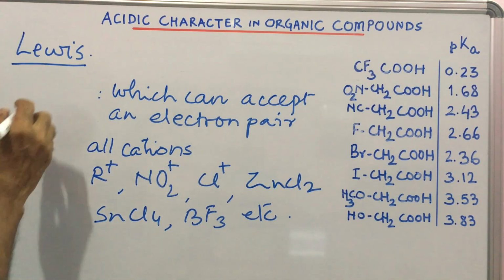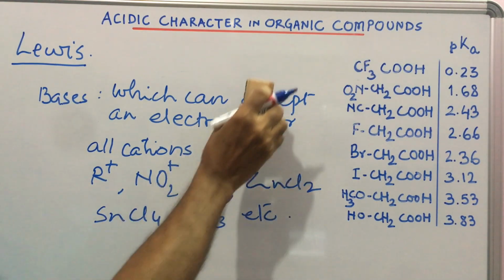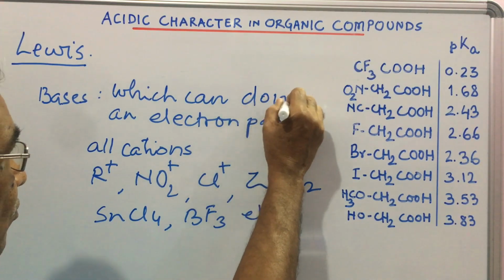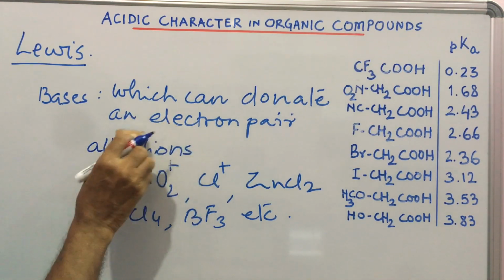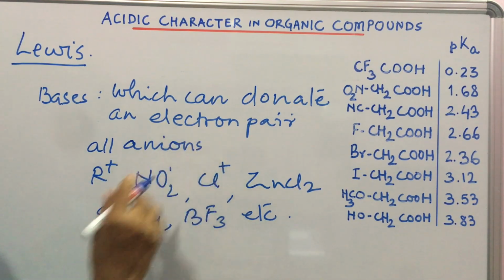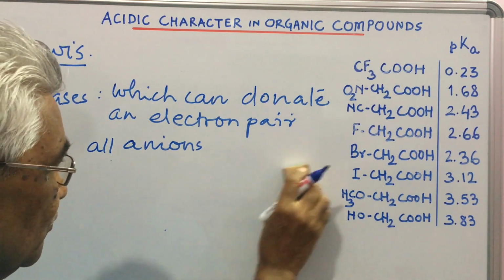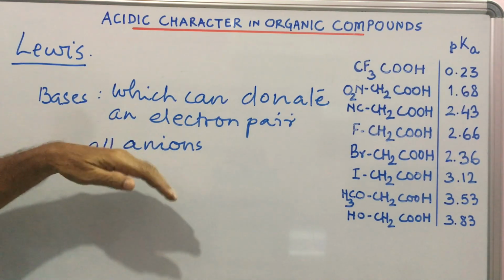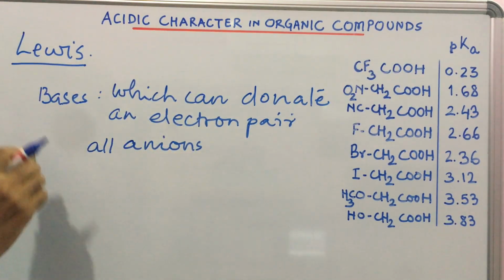Bases, on the other hand, are those which can donate an electron pair. So, all anions are bases according to Lewis concept. We will discuss bases after we have finished discussing about acidic character. So, we switch over to acidic character now in detail.